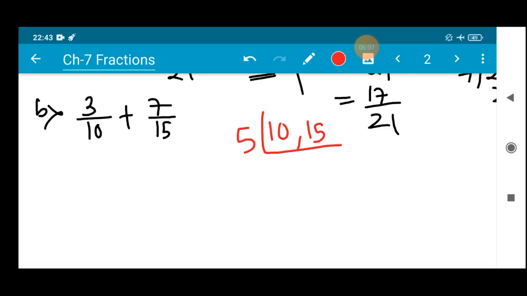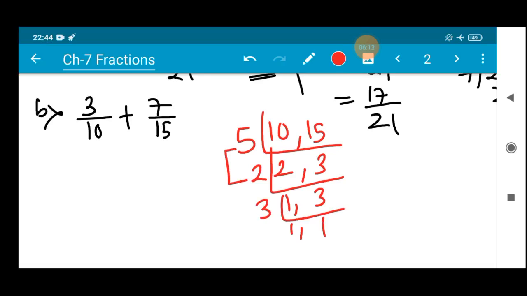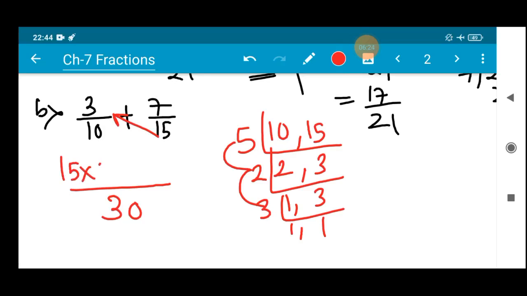So 5 2s are 10, 5 3s are 15, 2 1s are 3 here, 3 1s are 3. Now if I multiply this, 5 2s are 10, 10 3s are 30. So the LCM of 10 and 15 is 30. Now I request you all to cross multiply. This will be the easiest method, I know that, which everyone wants to follow.